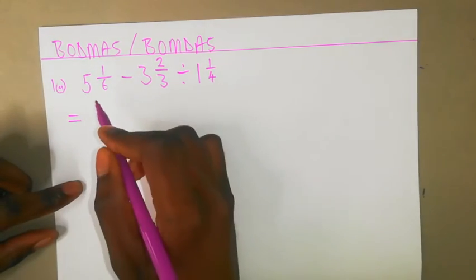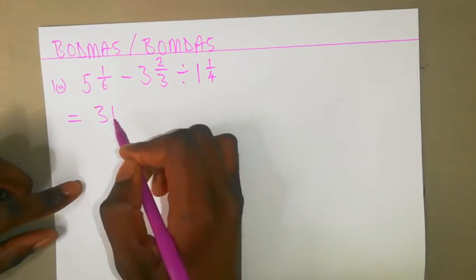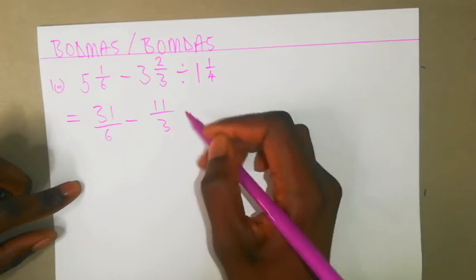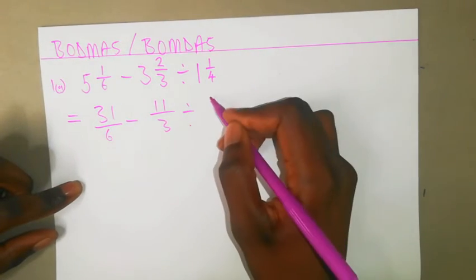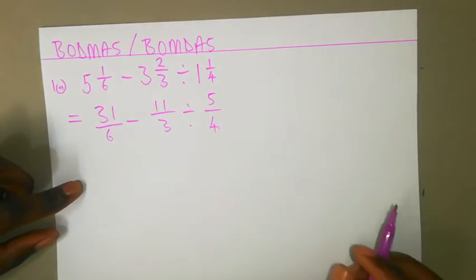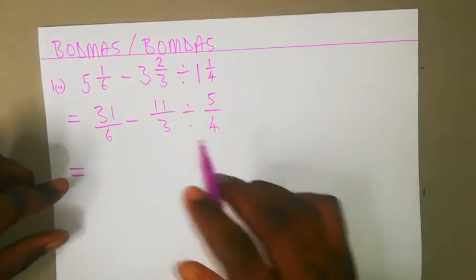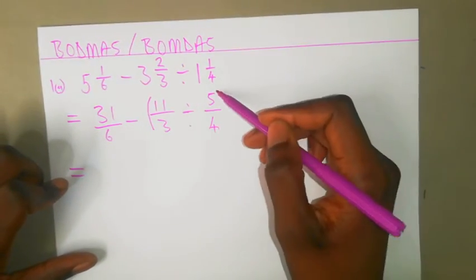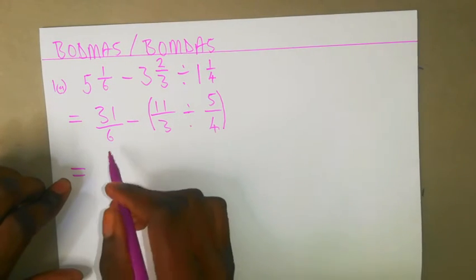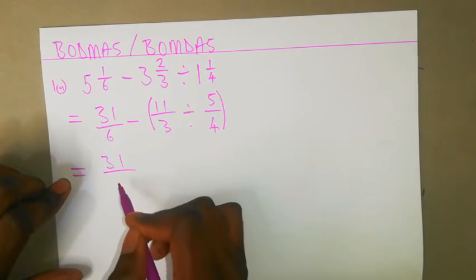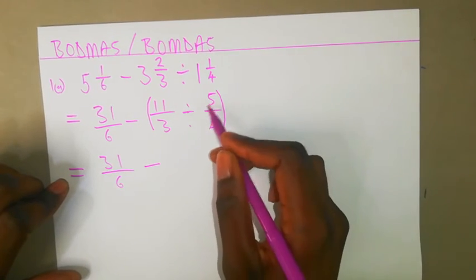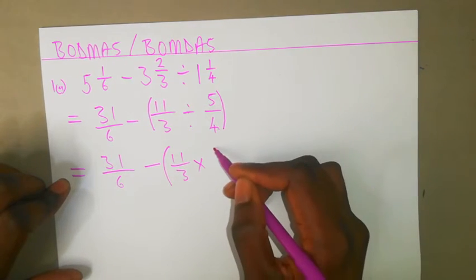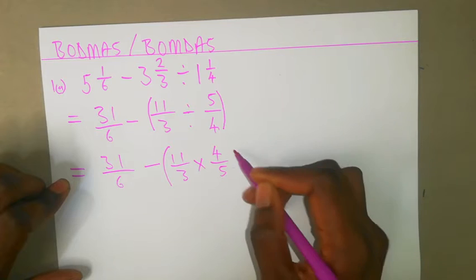In this case, I'm going to obtain 31 over 6 minus 11 over 3 divided by 5 over 4. That is my first stage. Then the second stage, I want to now apply BOMTAS. I've got division there. It means that I'm going to first deal with that one. So I'm going to have 31 over 6 minus, then I'll convert there. So I'll introduce my bracket like that, 11 over 3 times 4 over 5.